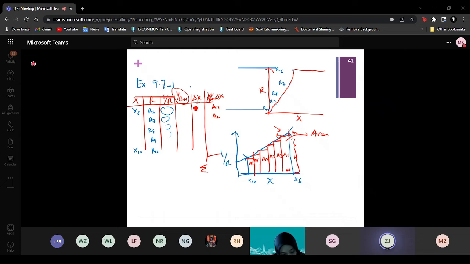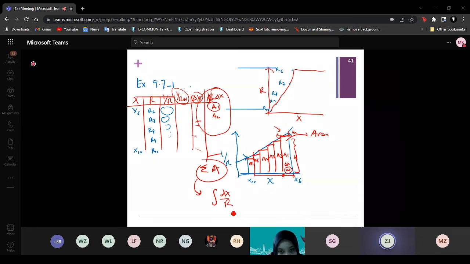Alright? And why is it delta X? Basically this is to find the width. Delta X is basically this side minus this side. The right side minus the left side, so you get the delta X here. So delta X times the height, you get the area, one area. Then you do the same for the rest. So that's why in your textbook they are doing something like this. And then you get the total area. So this total area is basically equal to the integration of dx over r.